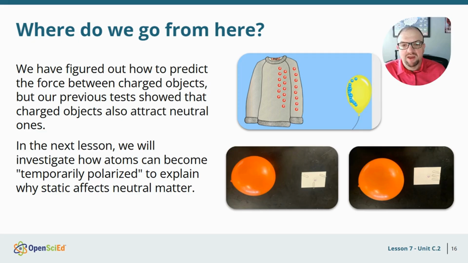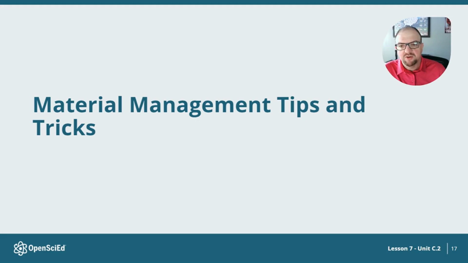We wrap up by acknowledging a loose thread. We have a great mathematical law for charged objects, but students will recall that in earlier tests, neutral objects were also attracted to charged ones. Coulomb's law, as we have defined it so far, doesn't explain that. This sets up perfectly for lesson 8, where we will investigate polarization to explain how neutral objects interact.